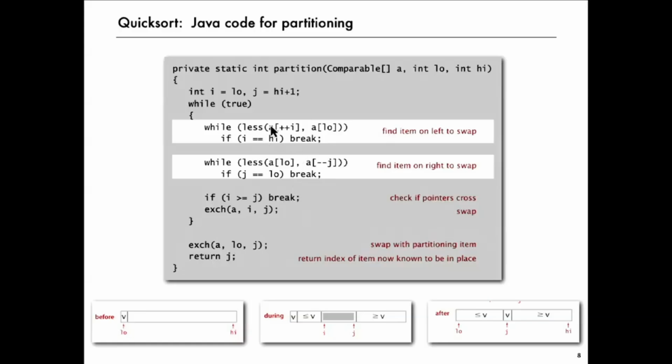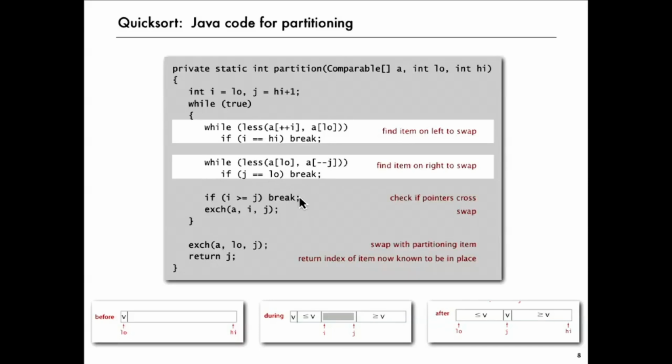So incrementing i as long as it's less is a simple while loop, and then we put a test to make sure we don't run off the right end of the array. And decrementing j as long as it's pointing to a bigger element is similarly just a while loop where we put in a test to make sure we don't run off the left end of the array.